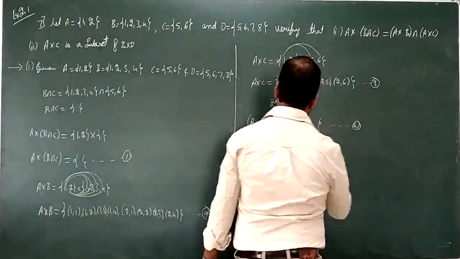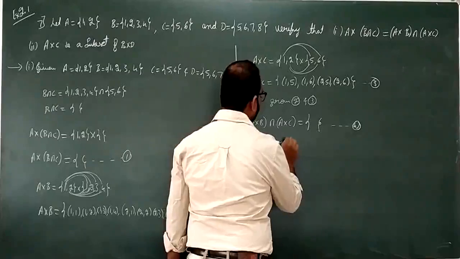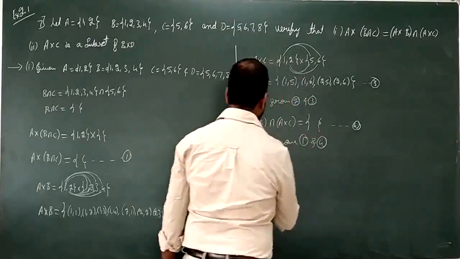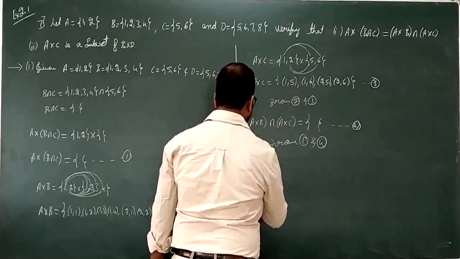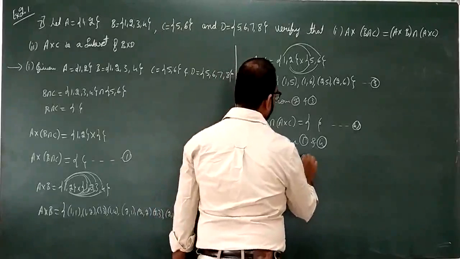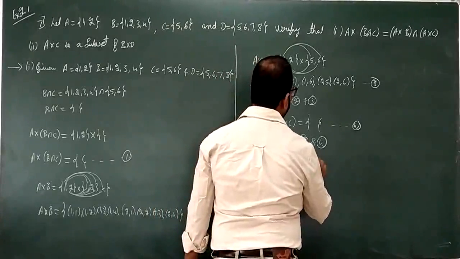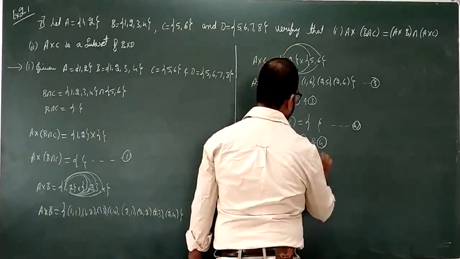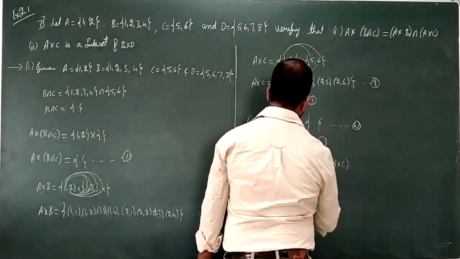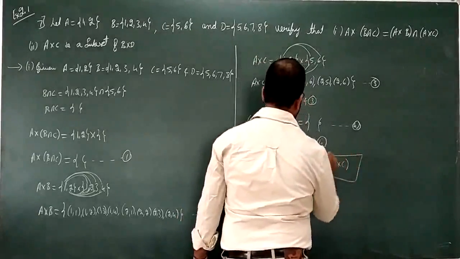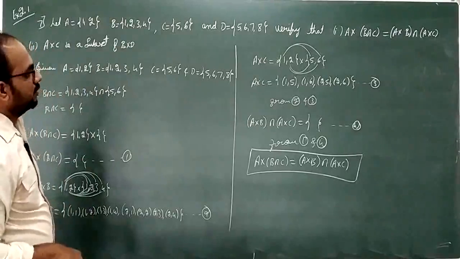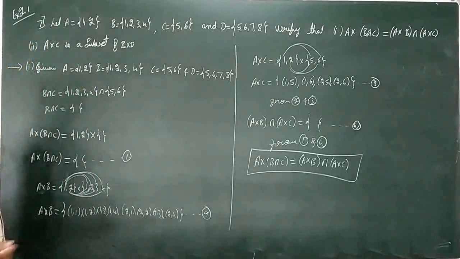From equation 1 and equation 4, therefore A cross B intersection C is equal to the Cartesian product of A and B intersection Cartesian product of A and C. This is your solution. Okay, write down.